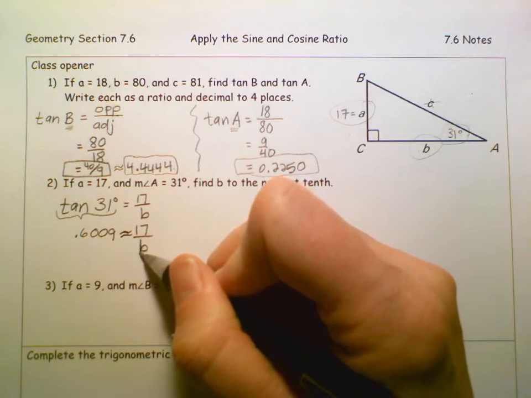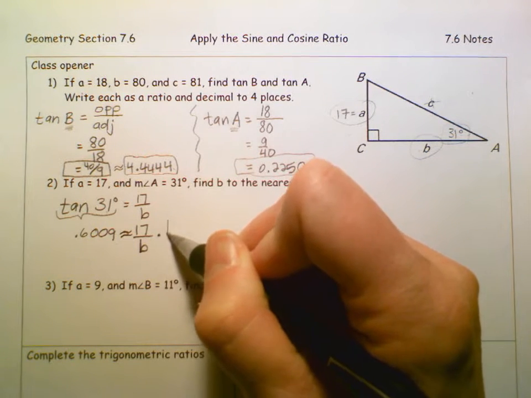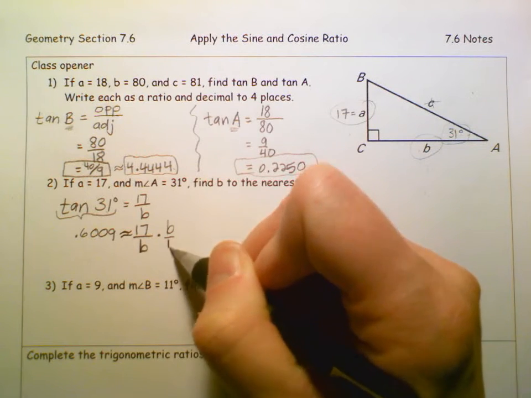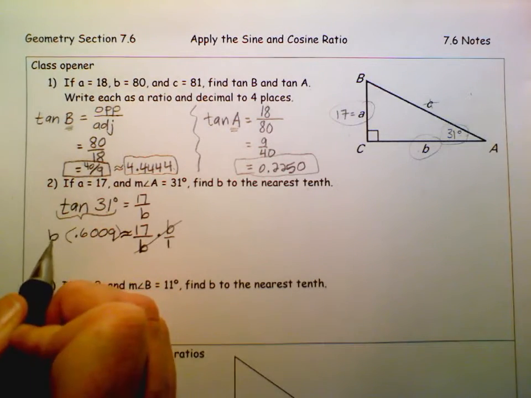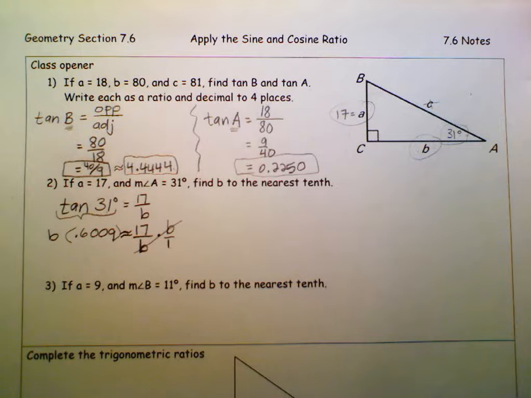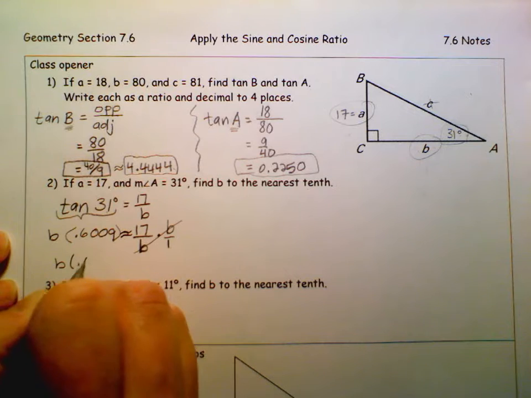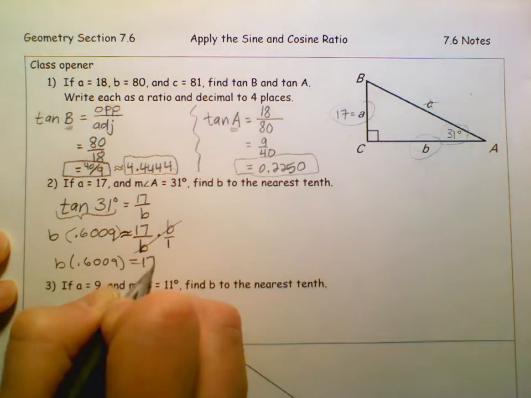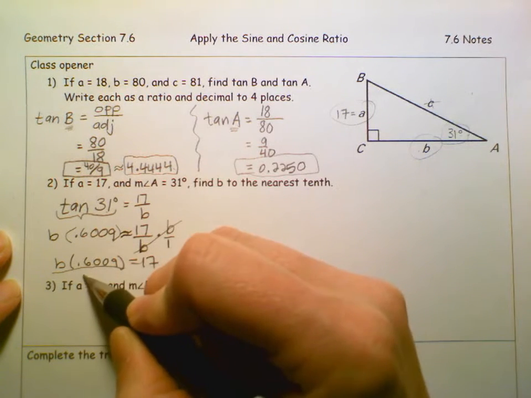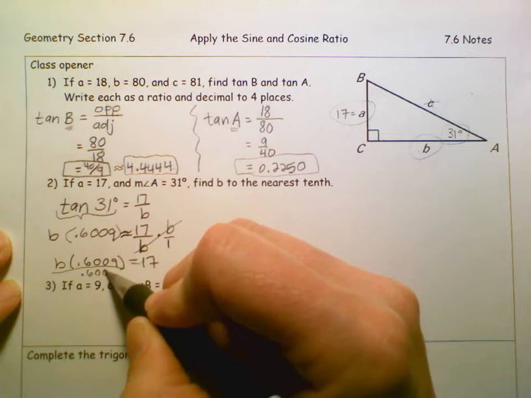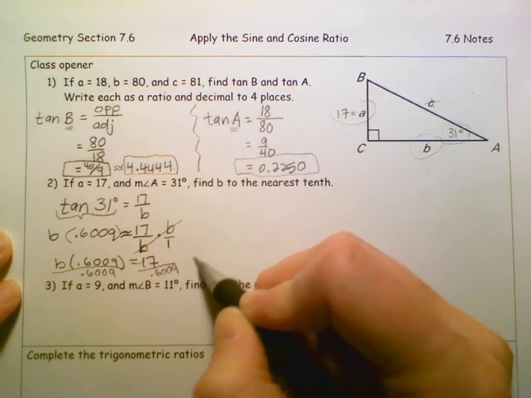Okay, so to solve this equation, this is kind of tricky because the B is in the denominator and I don't want it in the denominator. So mathematically, what I'm going to do is times by B over 1, because those will cancel. And then when I times the other side by B, the B ends up in the numerator. So I get B times 0.6009 equals 17. Okay, and then it's a kind of weird number, but you're just going to divide both sides by 0.6009, right?